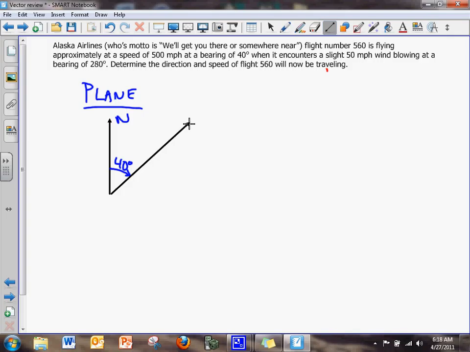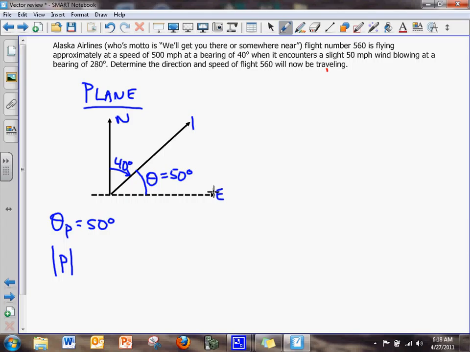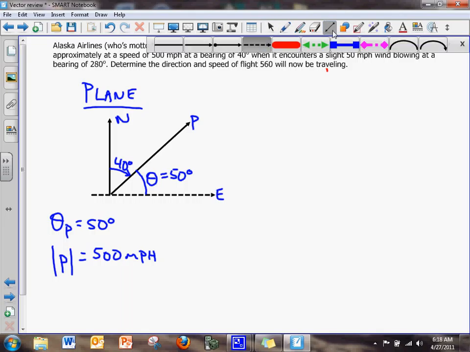If we want, let's make that the x-axis. That's east, I guess. This is theta. 90 minus 40 is 50 degrees. So theta for the plane is equal to 50 degrees. And the magnitude of P, the plane vector, is its speed, which is 500 miles per hour.